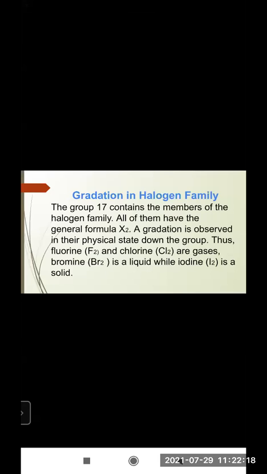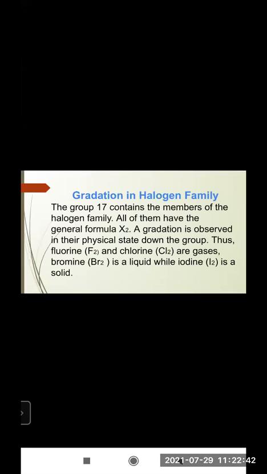Now see group 17. If you open the modern periodic table, you can see group number 17. These all are halogens. They are all members of the halogens, like fluorine, chlorine, bromine, iodine, astatine. These all come under the group of halogens. So that is what we are going to see.